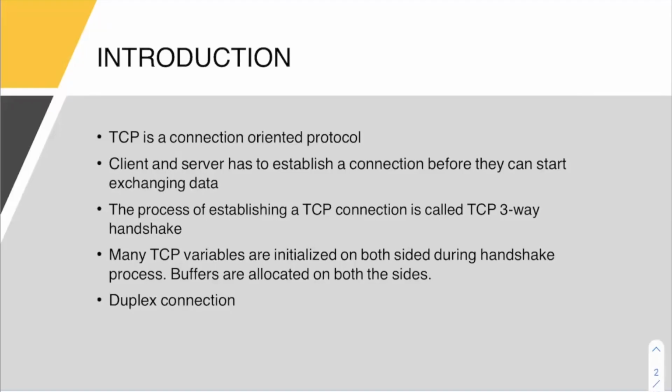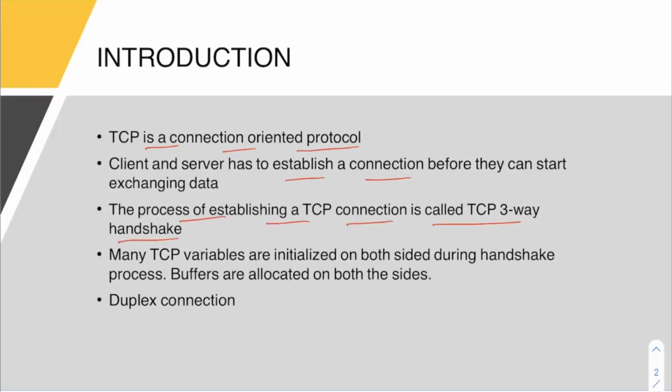What is the TCP three-way handshake process and why is it used in computer networking? As we know, TCP is a connection-oriented protocol. That means if a client and server have to communicate with each other, like if they have to exchange some data, then first they have to establish a connection. The process of establishing a TCP connection is called the TCP three-way handshake.